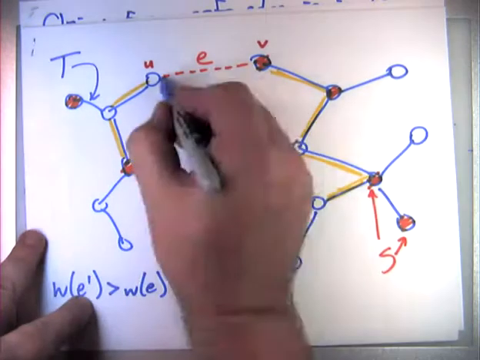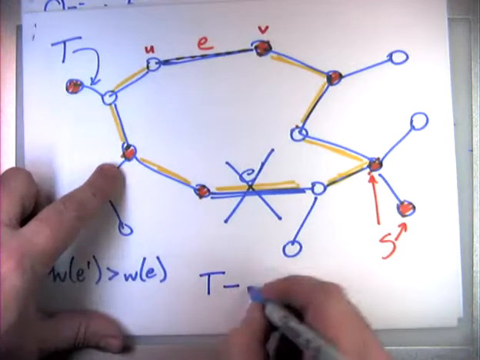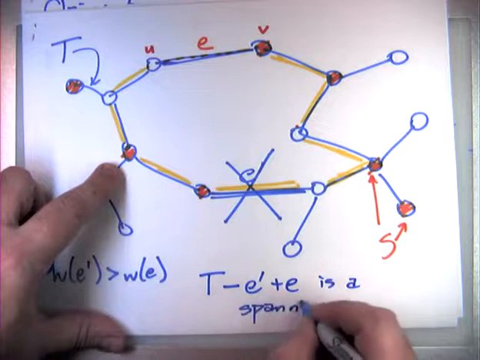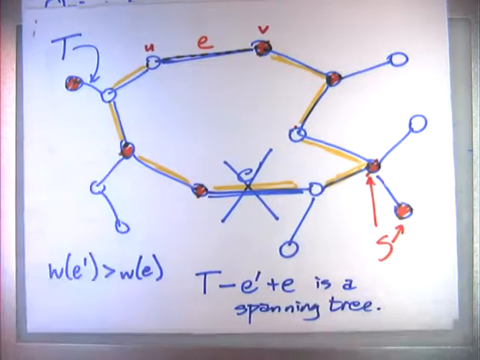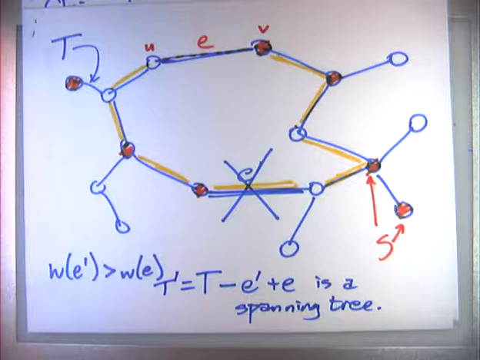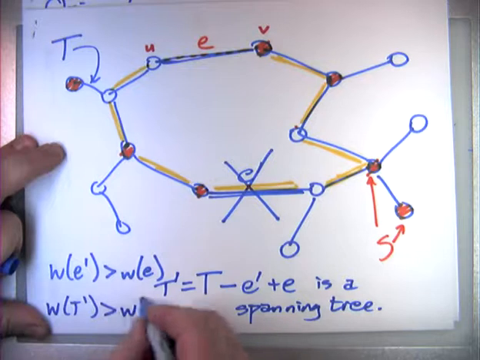So now if I add E to this forest, now I get another spanning tree. Okay? So T minus E prime plus E is a spanning tree. But what happened to the weight of the spanning tree when I went from T to this new spanning tree? Let me just call this T prime. I decreased the weight by W of E prime, and then I increased the weight by W of E. Right? So this means that the total weight of T prime is smaller than the total weight of T.